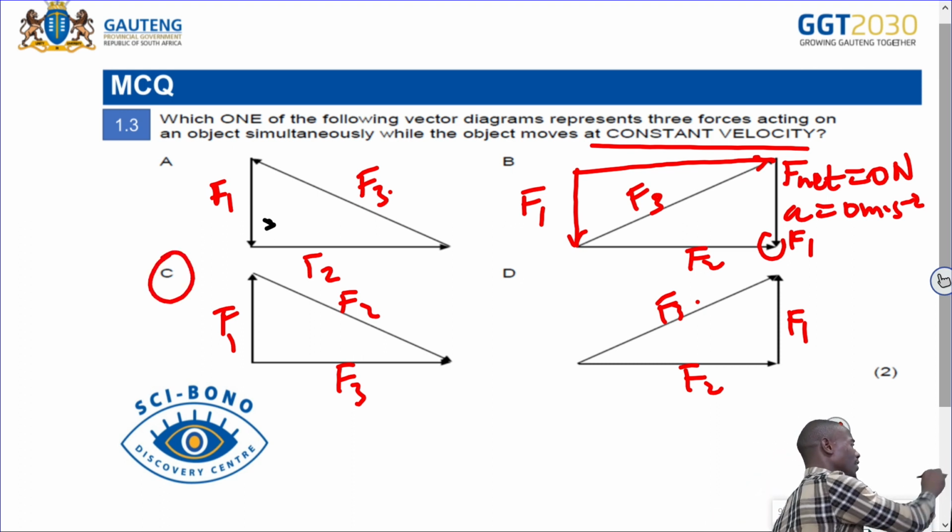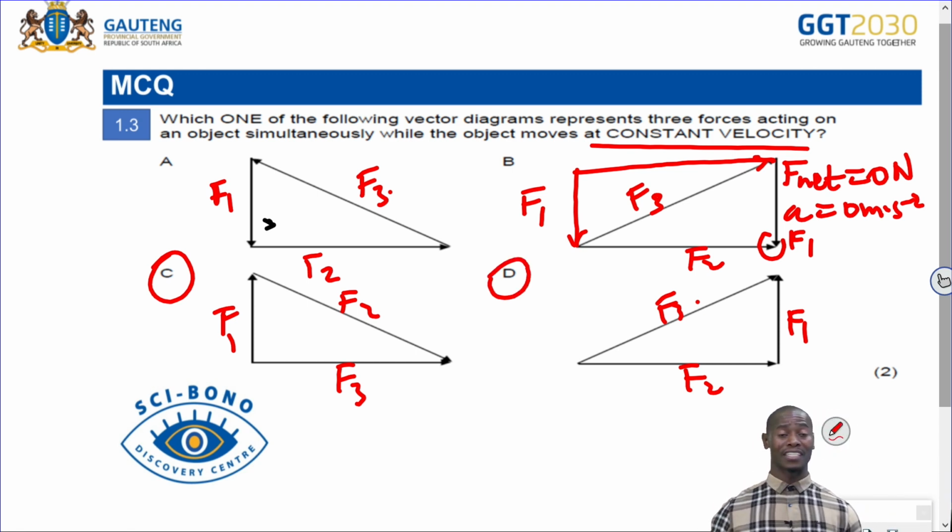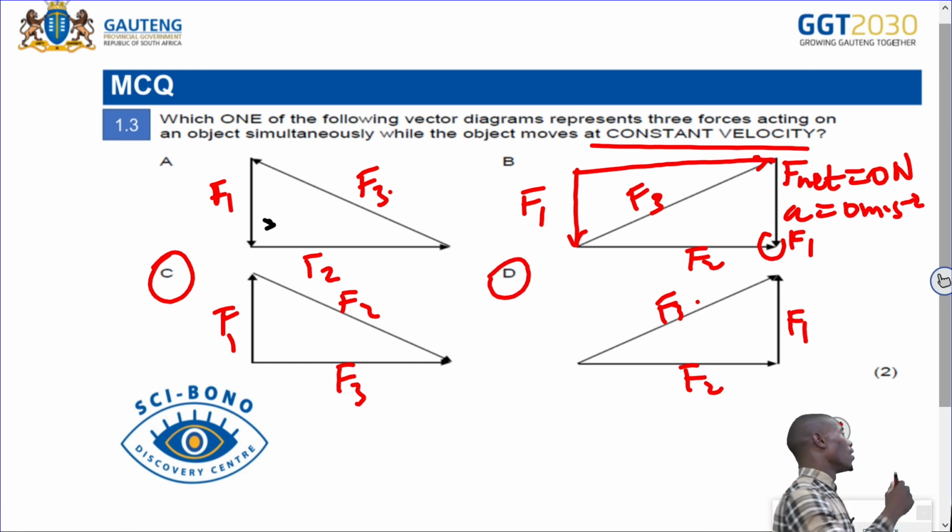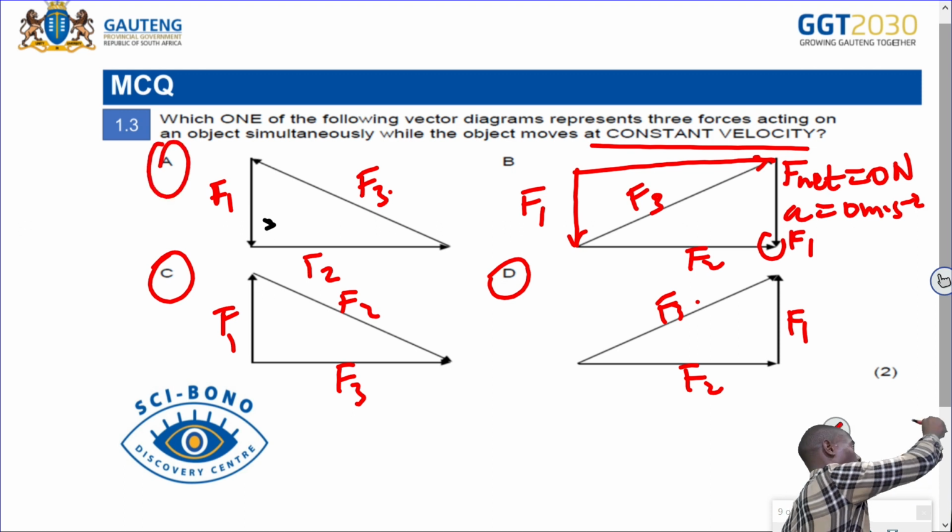Even when it comes to C, there is also a resultant. And obviously, even when it comes to D, there is also a resultant, which is greater than 0. So a closed vector diagram here is option A. This is a closed vector diagram.